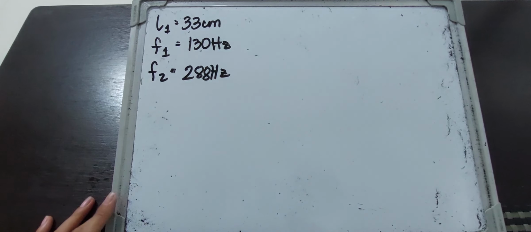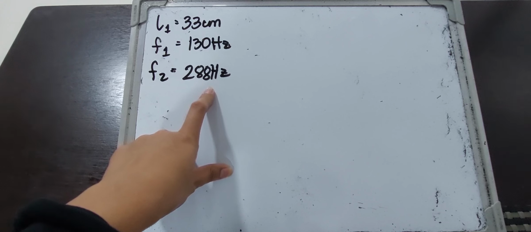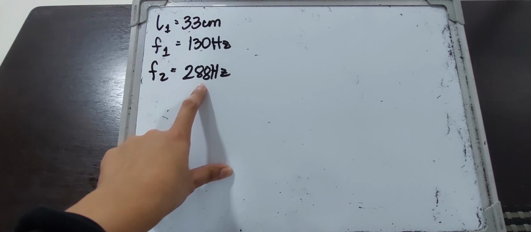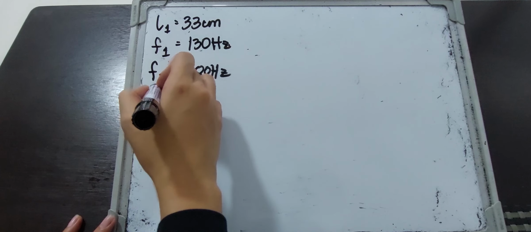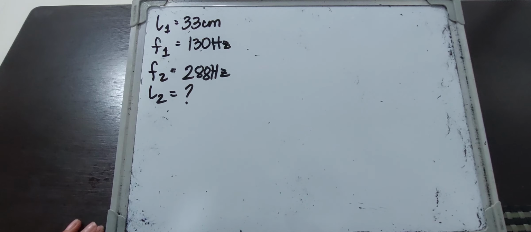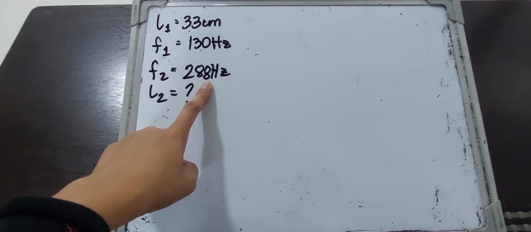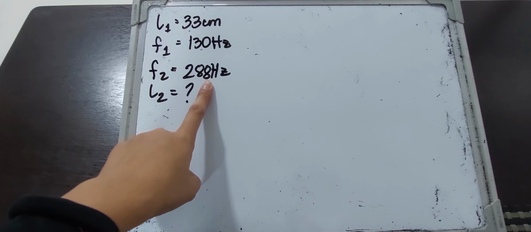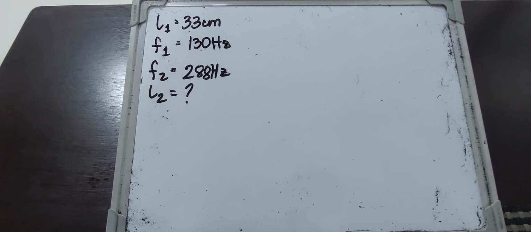Itong 288 Hertz natin, this is the frequency of the D string ng violin. So, saan daw kailangang i-place ng violinist yung finger niya para makaproduce ng D sa violin, or yung note na D, and the D note has the frequency of 288 Hertz.